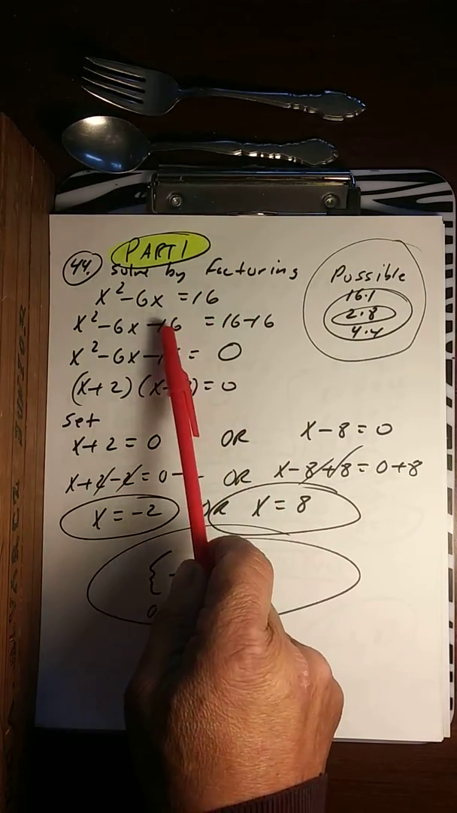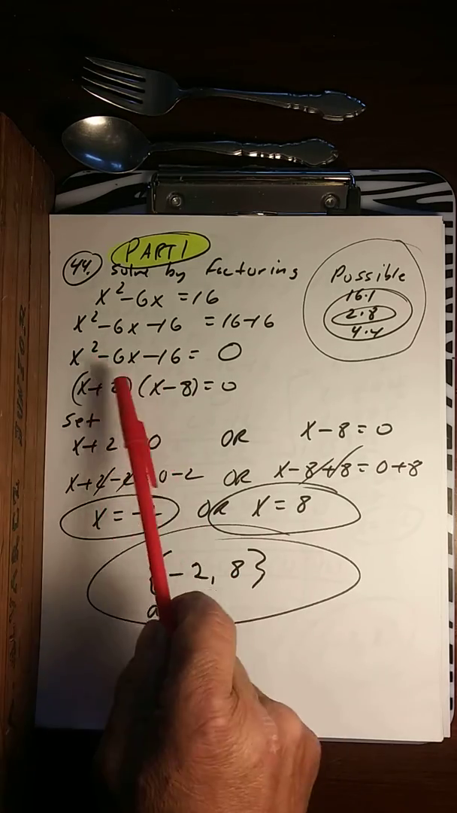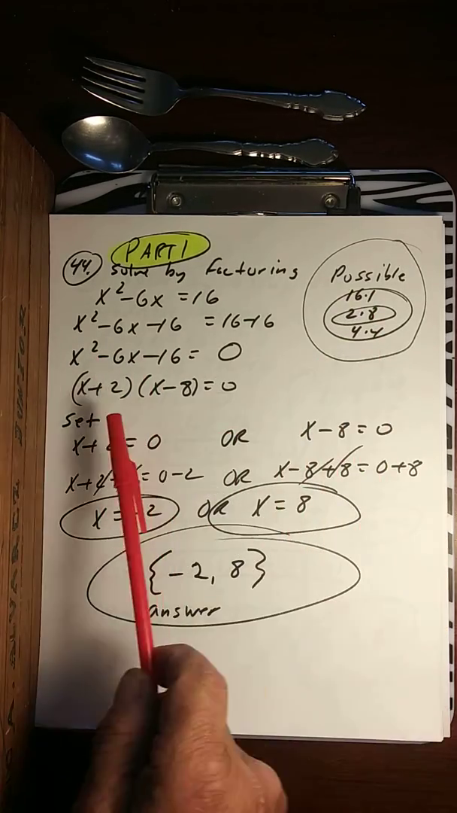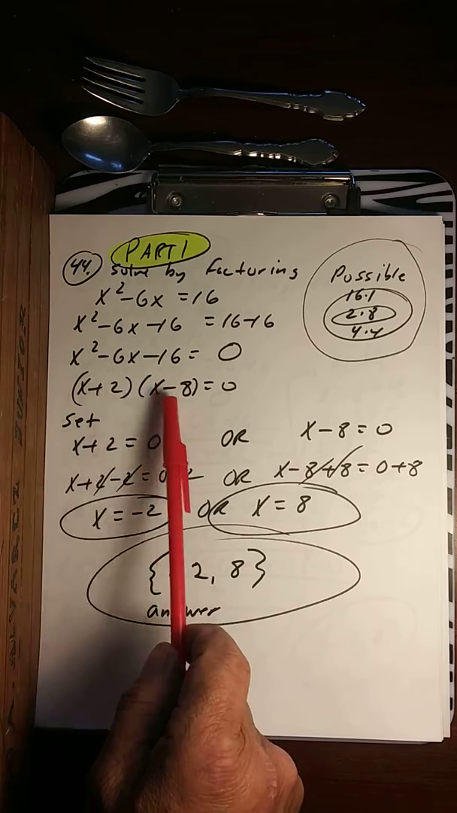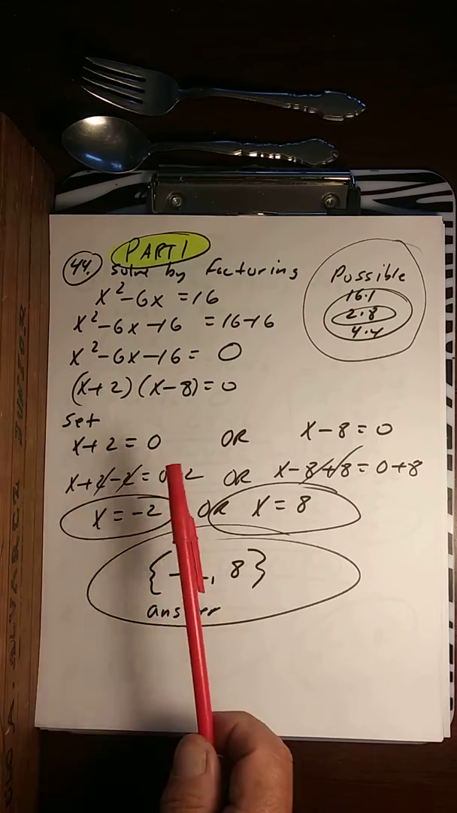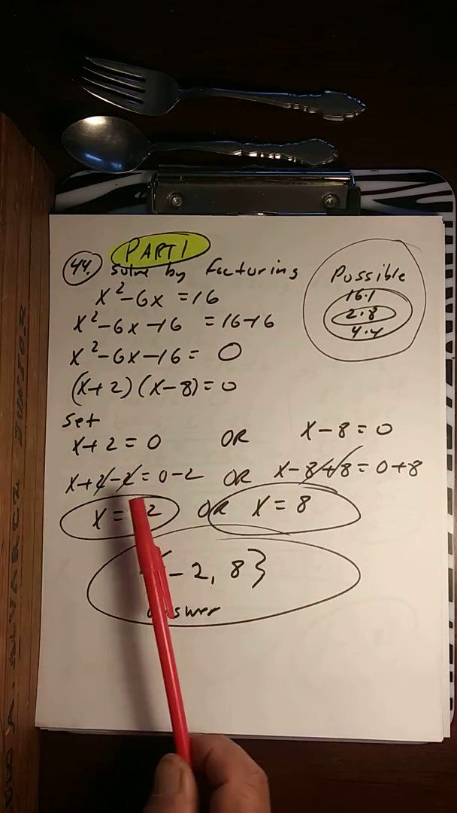Solve by factoring. So rewrite it. So minus 16, minus 16, you have this. Possible numbers are those, but we're going to try 2 and 8, because 2 times negative 8 is negative 16, and 2 minus 8 is negative 6. Correct.